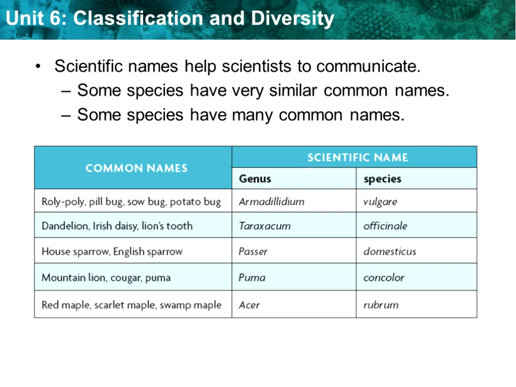Scientific names help scientists to communicate. Some species have very similar common names. For example, I know we've heard of them before. They look like the little pill bugs, or sometimes they're called roly-polies, or sometimes sow bugs, or sometimes potato bugs, right? We've seen those before under rocks. Well, people can get confused based on what you call them. They have like 4 or 5 names. So that's why it's important to use the scientific name Armadillidium vulgare. So that is the actual scientific name for that bug.